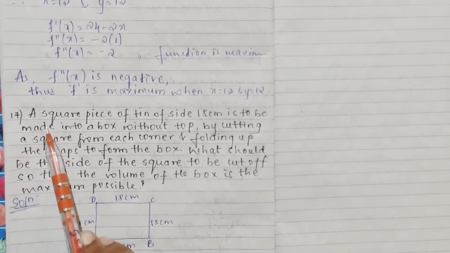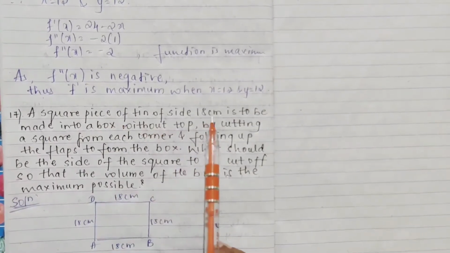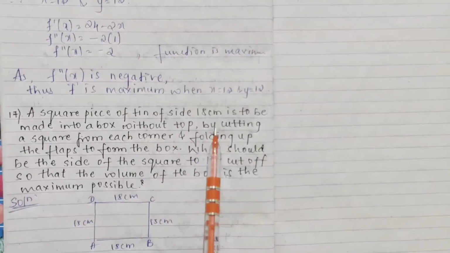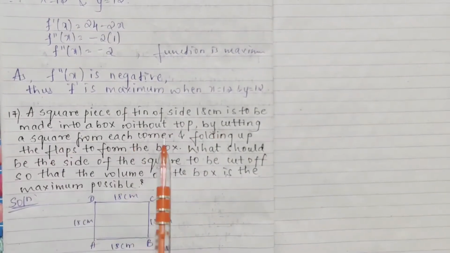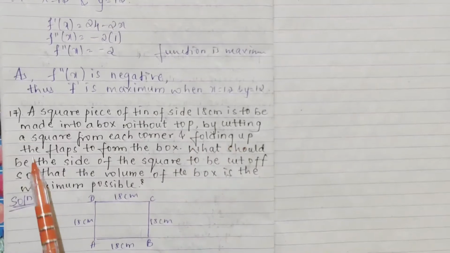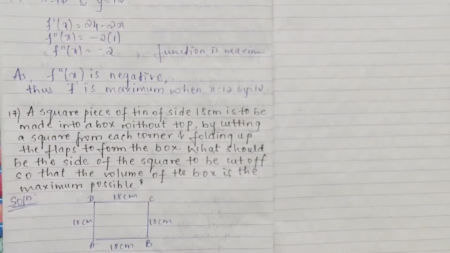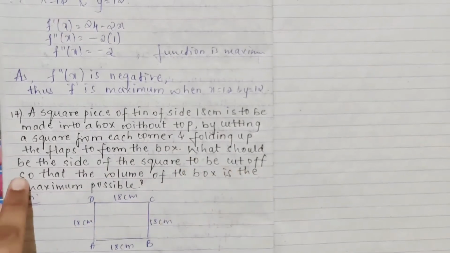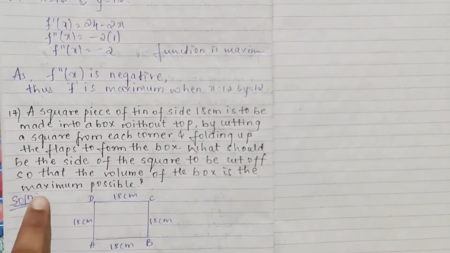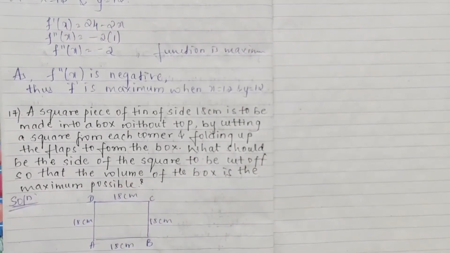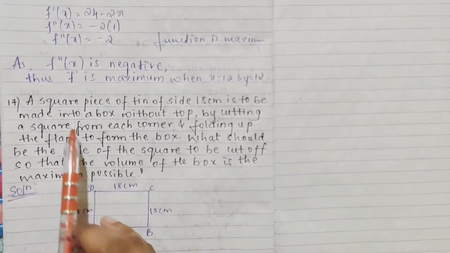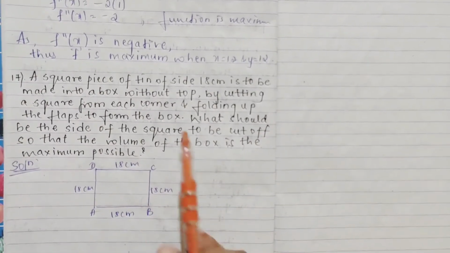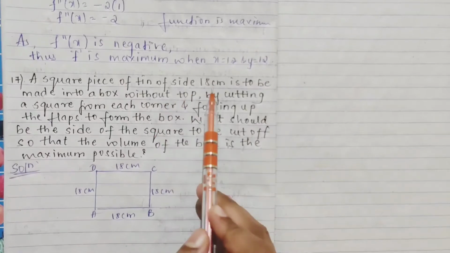17th one. A square piece of tin of side 18 cm is to be made into a box without top by cutting a square from each corner and folding up the flaps to form the box. What should be the side of the square to be cut off so that the volume of the box is the maximum possible? What they are telling you is a square piece of tin of side 18 cm, so I have just drawn it.